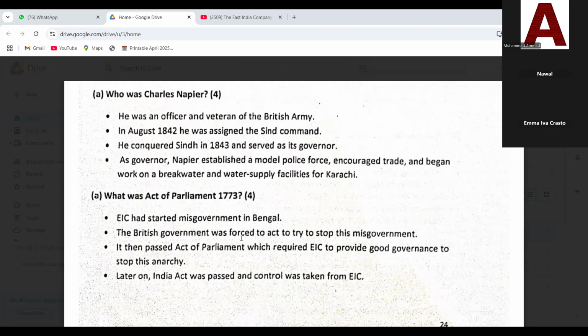When the British government in the UK got to know about this misgovernment, they tried to stop it. They passed an act of parliament which required the EIC to provide good governance and to stop this anarchy. The India Act was passed later, after the Act of Parliament, and became the official governing law. Just to summarize, the British started a series of battles with different parts of India, Punjab, Mysore, Bengal, Sindh, and they were successful because the Indians were either too weak or disloyal. They used to sell out war tactics to the British, and the British took control of the areas. Then, in Bengal, the most important province of that time, the misgovernment was stopped by the British government, and they wanted the EIC to provide good governance.